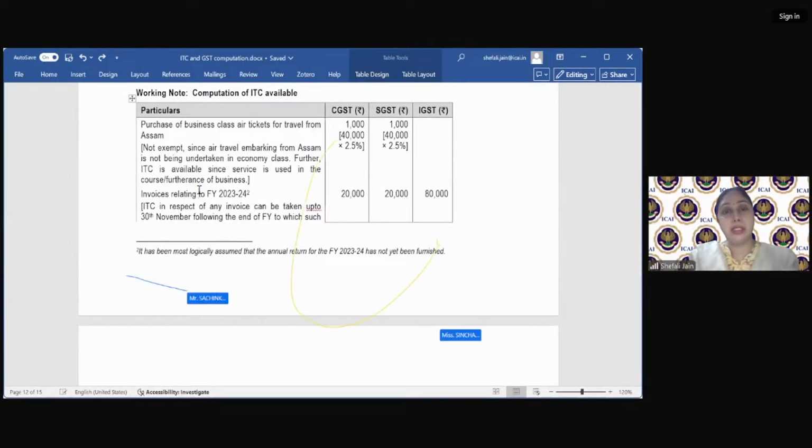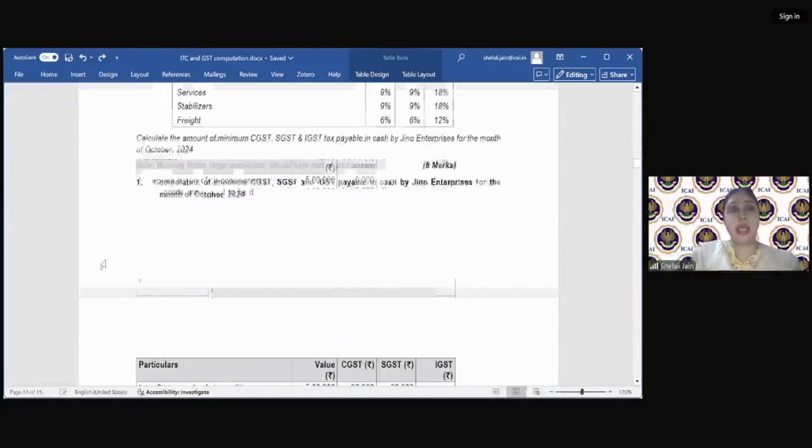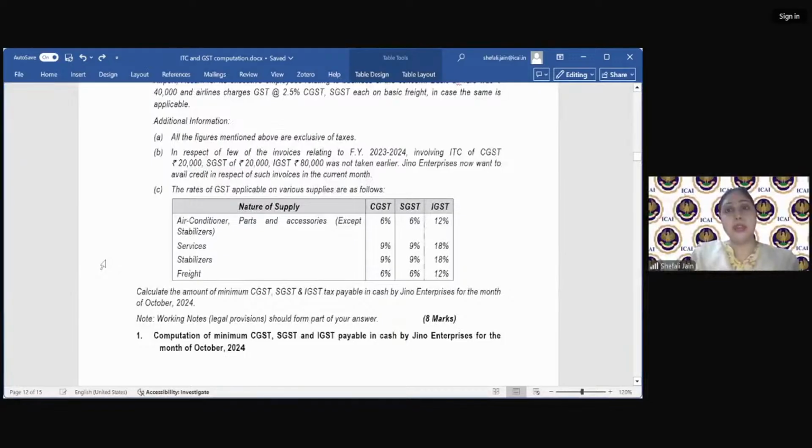So that is 30th November of the next financial year, or the date of filing of the annual return, whichever is earlier. Here the question does not provide any information whether the annual return has actually been filed or not. You can see this question. It does not provide the information whether the annual return has been filed or not.